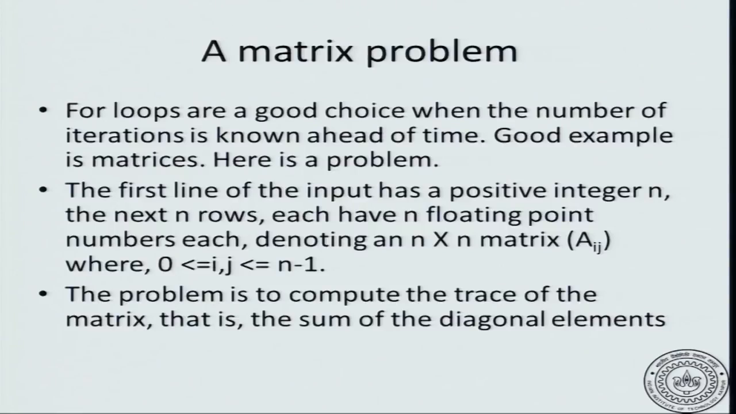The problem is to compute the trace of the matrix. The trace of the matrix is the sum of the diagonal elements. It is defined as summation from i equal to 0 to n minus 1 of A sub i i. Notice that the matrix row indexing starts from 0. Similarly, the matrix column indexing also starts from 0.